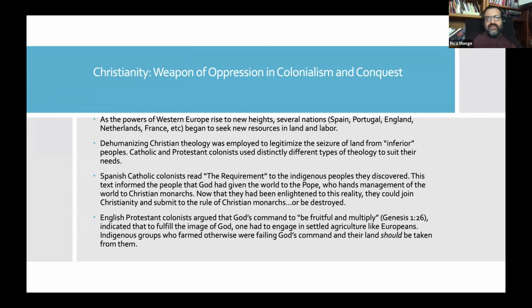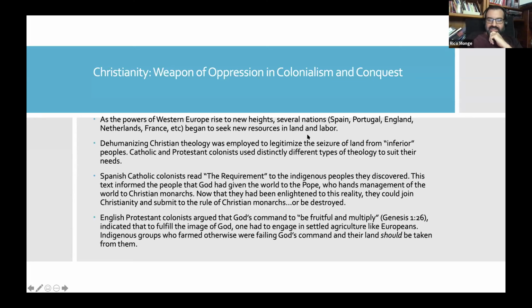European powers realize, oh, well, we have a certain kinship. Their families are all intermarried. They don't want to war with each other unless they have to. And they start realizing, oh my gosh, there's all this other land to go and exploit. So several of these nations, Spain, Portugal, England, Netherlands, France, and so on, begin to seek new resources in land and labor. So this dehumanizing Christian theology we were just talking about was employed to legitimize the seizure of land from inferior peoples.